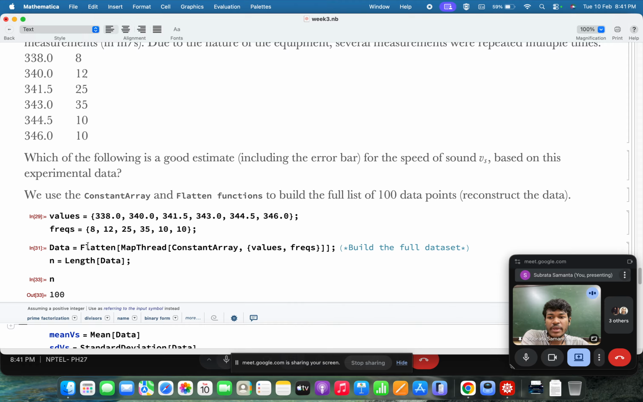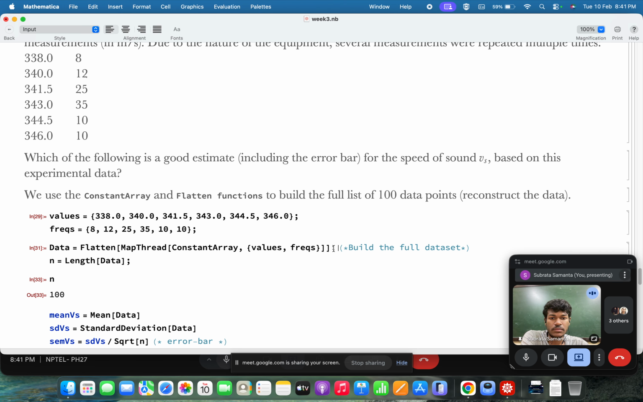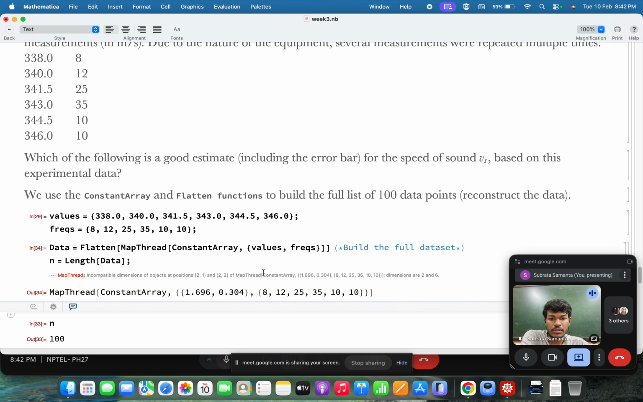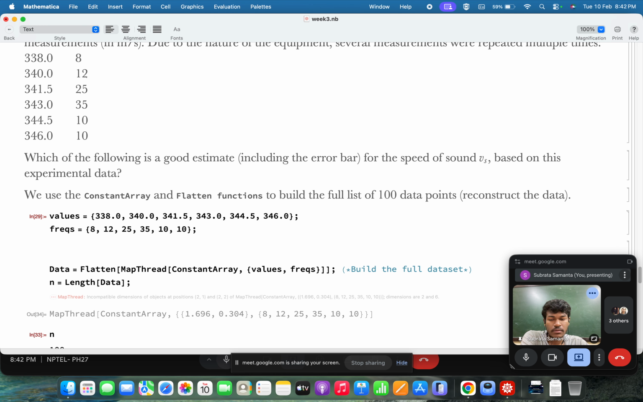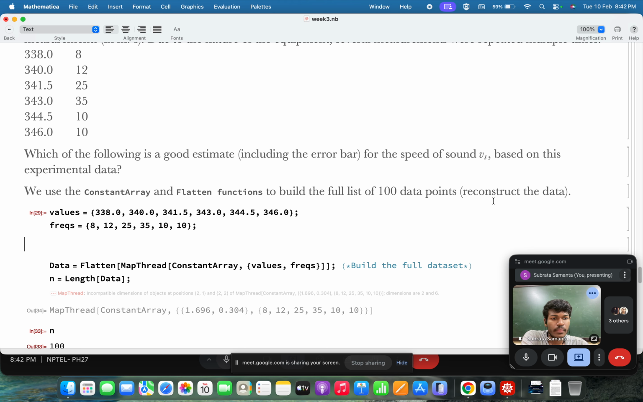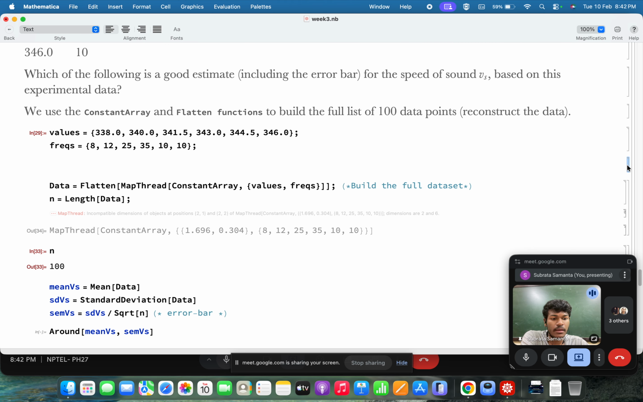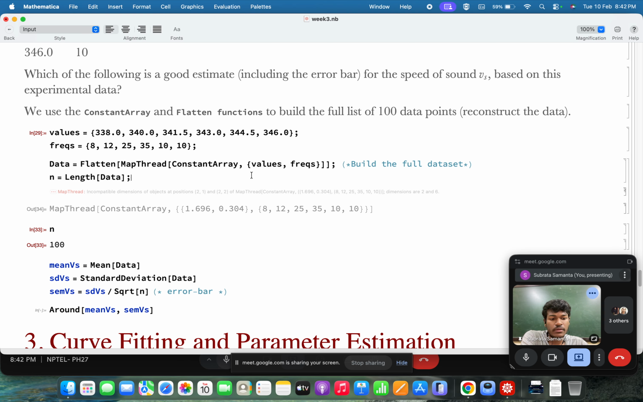So, I make the data set using these functions, ConstantArray, and then values and frequencies. That actually helps you to build the full data set. In this full data set you have 338 eight times, 340 12 times, you can just see. It is not showing here because it is a map thread, but it is already there, right.